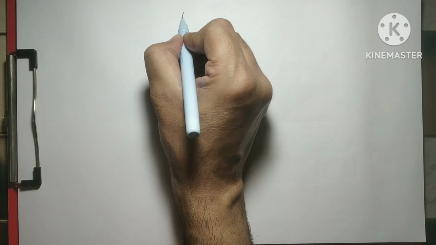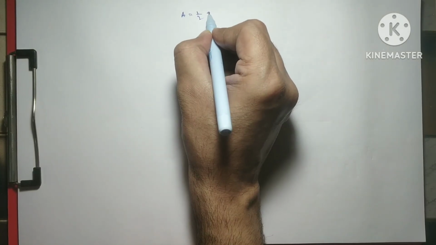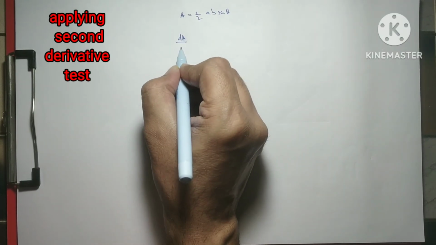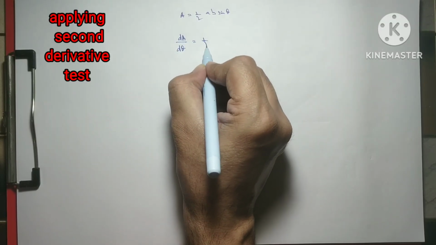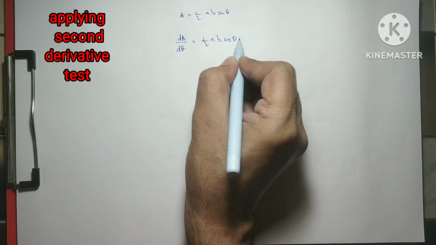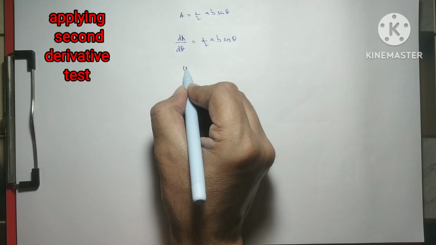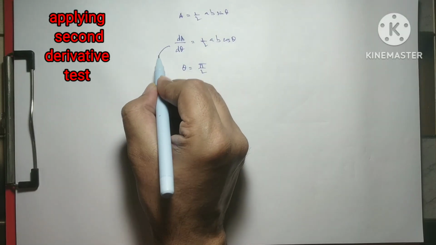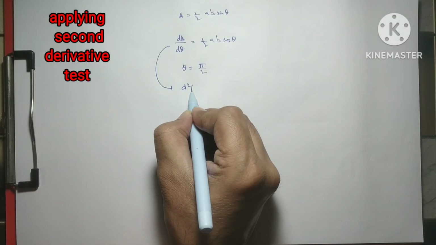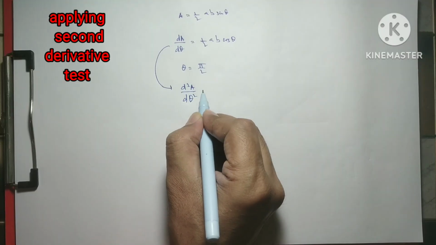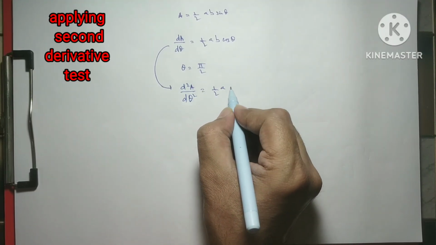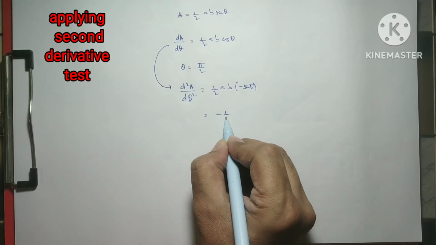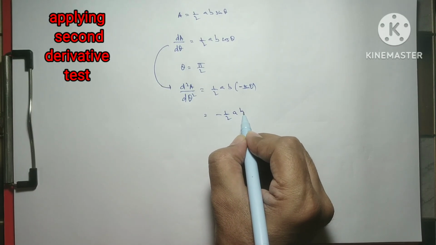Now we have the area expression, that is half AB sin theta. We have the first derivative, dA over d theta is half AB cos theta. On setting it to 0, we get the value theta is pi by 2. Now we go for the second derivative. So we will differentiate again, d2A over d theta square. So we get half AB into minus sin theta. So it is minus half AB sin theta.